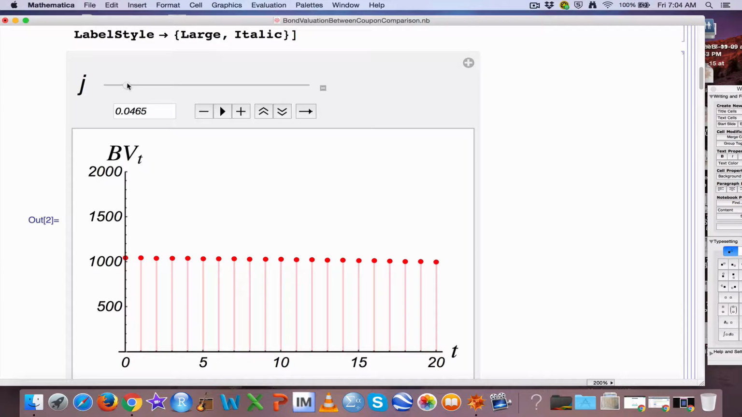On the other hand, when j is less than r, now you can see up here at time 0 the price is high, you're buying the bond at a premium. The coupon payments are relatively high compared to the yield rate, so you're kind of getting a lot for your money at first, and sort of as compensation you've got to pay more at first for the bond.